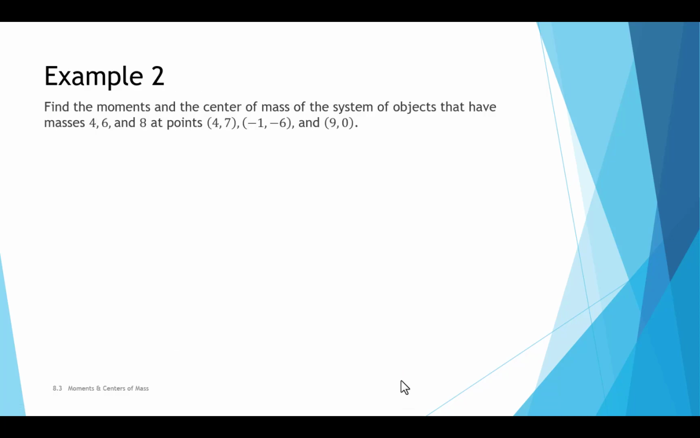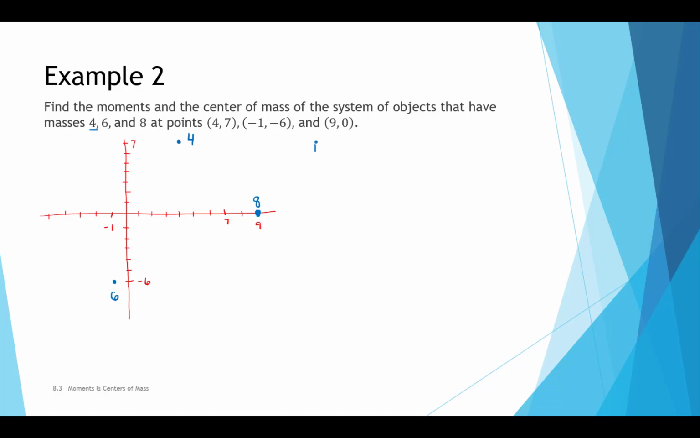So here is an example. Find the moments and the center of mass of the system of objects that have masses 4, 6, and 8 at points (4, 7), (-1, -6), and (9, 0). So just for understanding, we have 3 points. One is located at (4, 7). That one has mass 4. One is located at (-1, -6), and that point has mass 6. And the last one is located at (9, 0), and that one has mass 8.